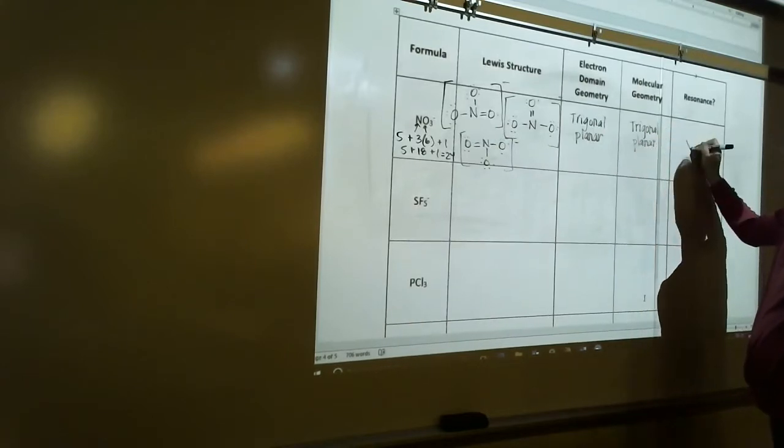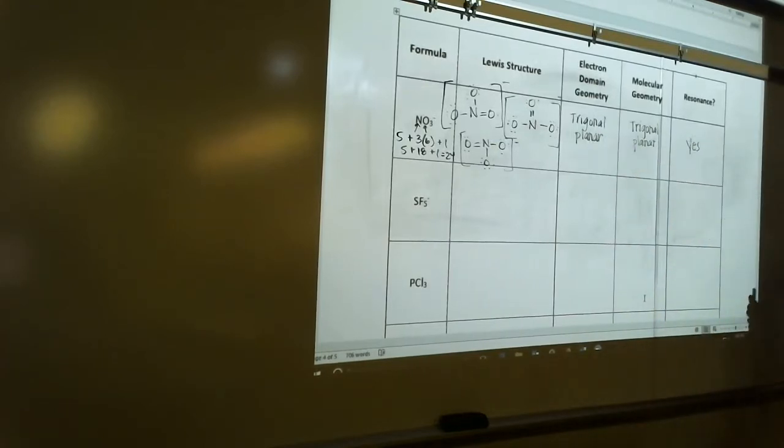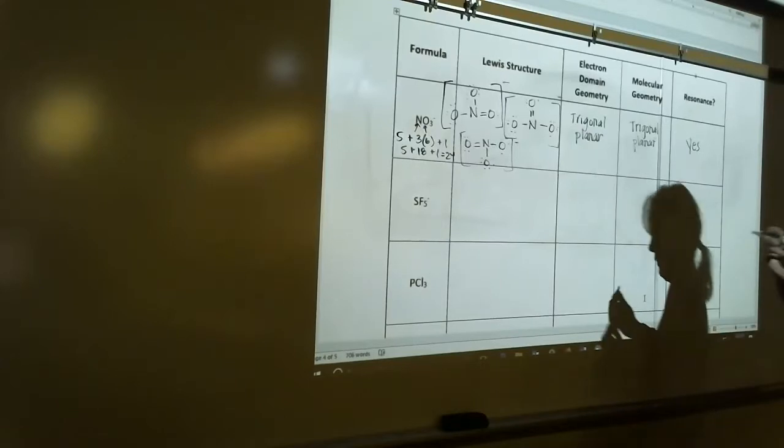And then is there resonance? Yes, we just drew it down there. Do we agree on number 1? All right. Let's go on to the next one.